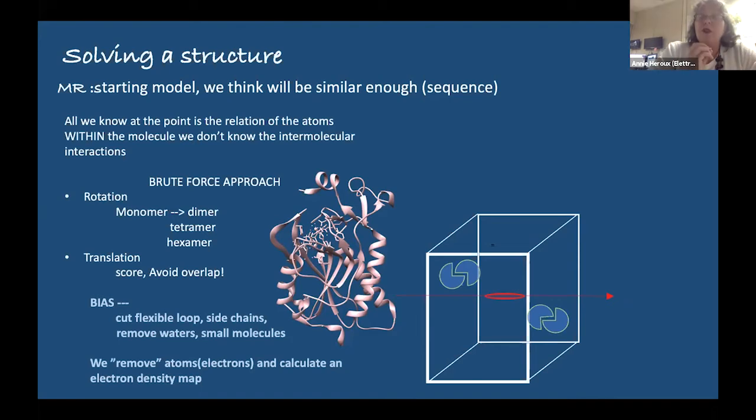So we also have a big bias, which is that if you already impose a model, you are actually going to see that model in your map. So you have to be careful. You have to remove some of the side chains, and if they appear back in the map, then you know it's real. But the more atoms you remove from your model, the fewer atoms you have accounted for to create that map. So it's not as easy as one can think.